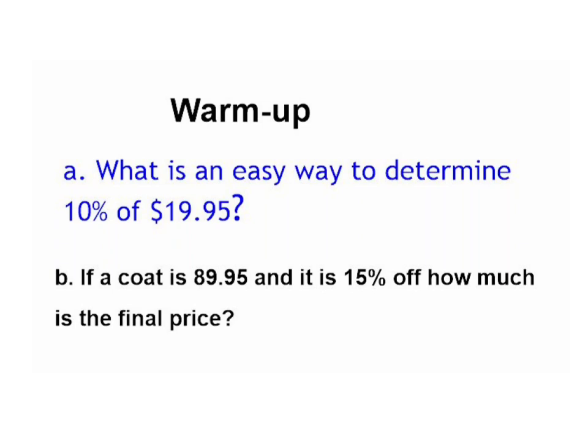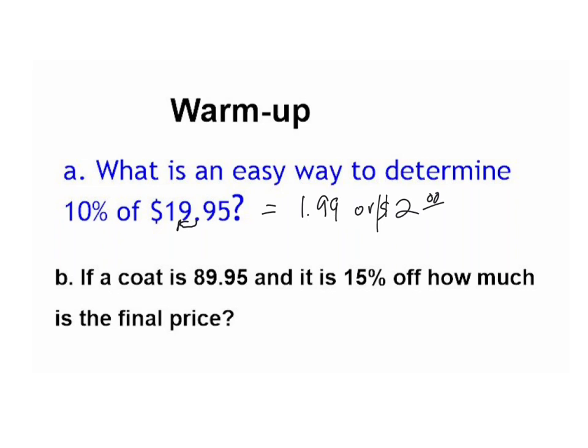Did you stop your video? I hope you did. The easiest way to determine 10% of anything is, since we're on the decimal 10 number system, all you have to do is move it over one place. 10% is like dividing by 10 or times 0.10, and what that equals is 1.99, or they would probably round up to $2.